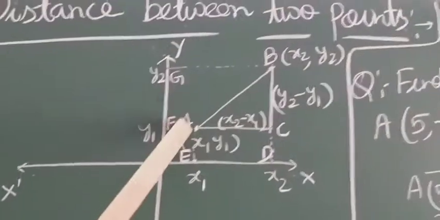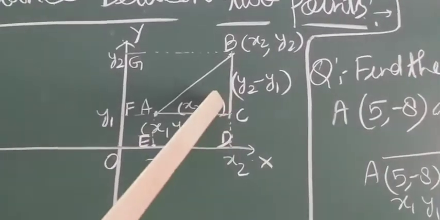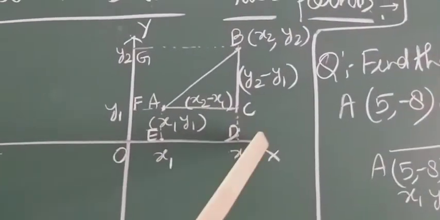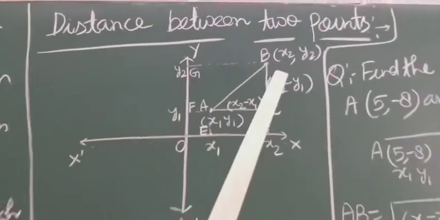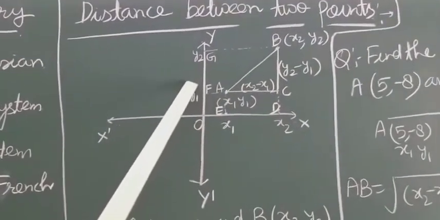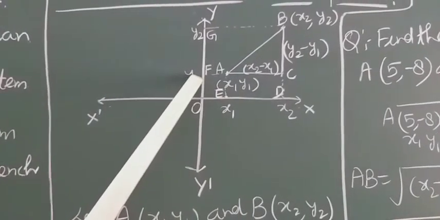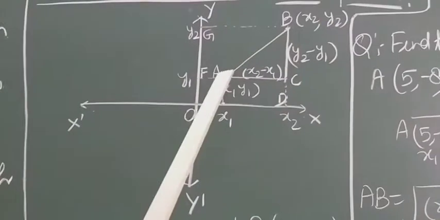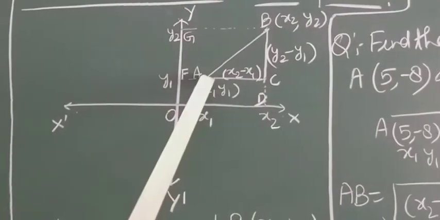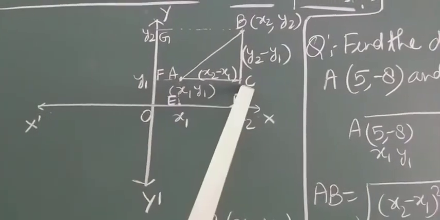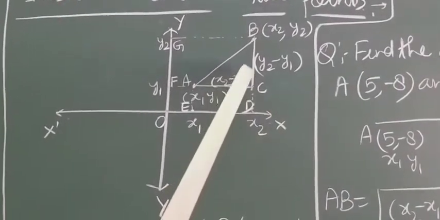So to derive the formula, students, let us draw AE perpendicular to the x-axis, BD also perpendicular to the x-axis, BG perpendicular to the y-axis, and AF perpendicular to the y-axis. Okay, and students, you can see BD and FA when produced meet at point C, and angle C is 90 degrees.